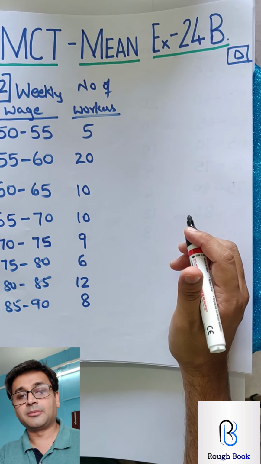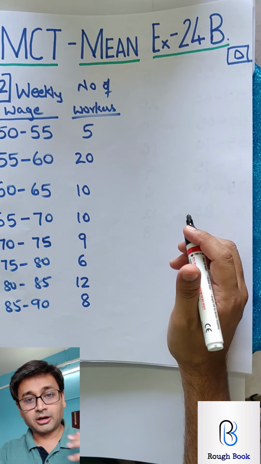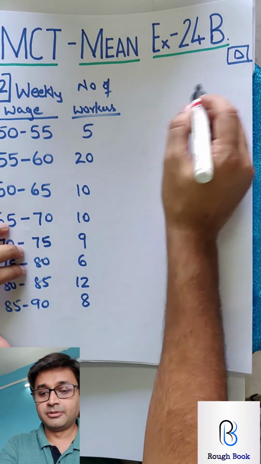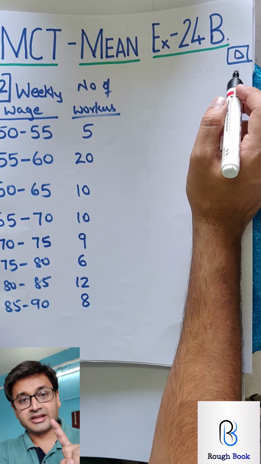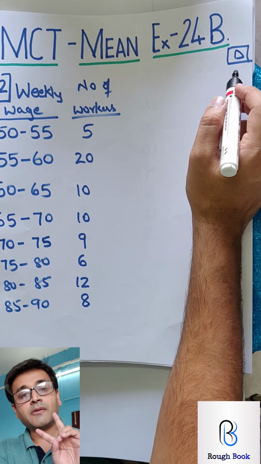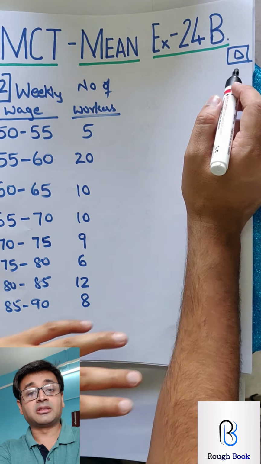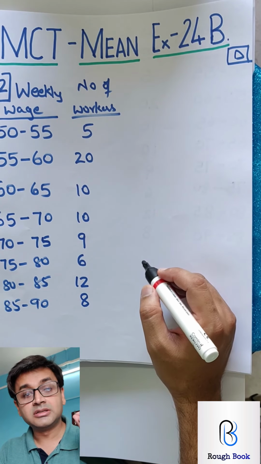I want you to try sum number 2. Pause your video and start attempting it. Everybody, this is the direct method. Sum number 2 says do this sum by two methods, direct and step deviation. So we will do both the methods, and in both the methods the answers are going to remain the same.